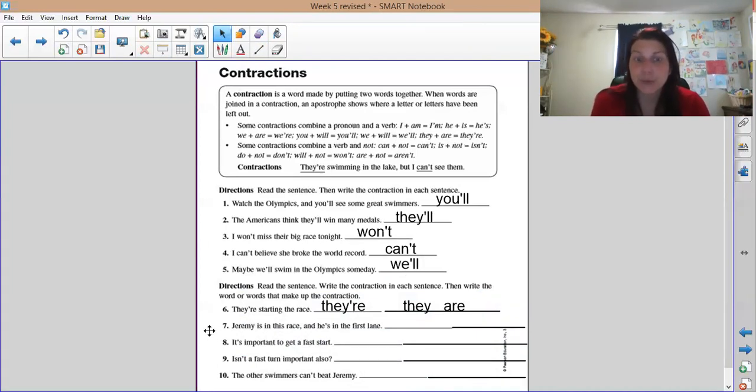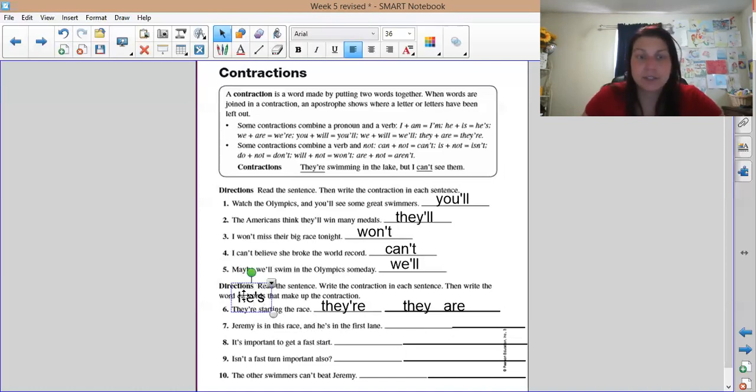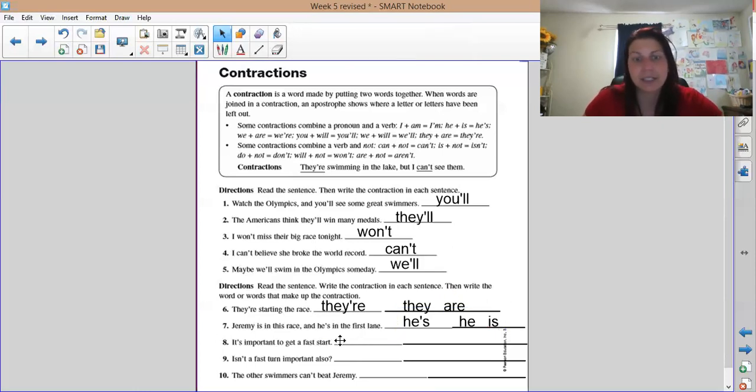All right, number 7. Jeremy is in this race and he's in the first lane. Okay, so let's find our contraction. They're real easy to spot with those apostrophes, right? Okay, so it is, yes, it's he's. And what 2 separate words make up he's? You got it. He and is. Good job, you guys. See, these are easy, right?